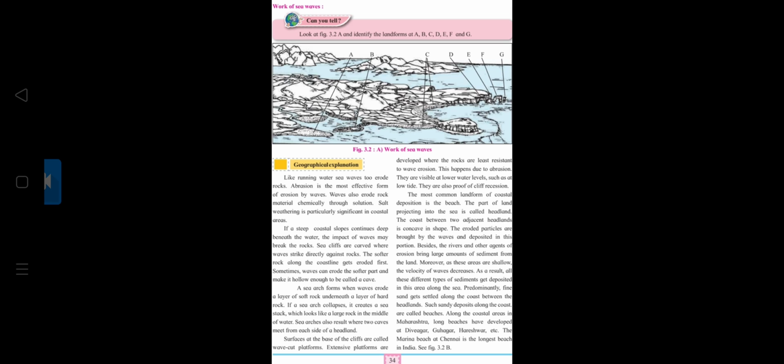Along the coastal areas in Maharashtra, long beaches have developed at Diveghar, Guhagar, Hareshwar. These places are very close to Pune, and they are places of tourist visits. The Marina Beach at Chennai is the longest beach in India. So, which is the biggest, longest beach? Marina Beach in Chennai is the longest beach in India.